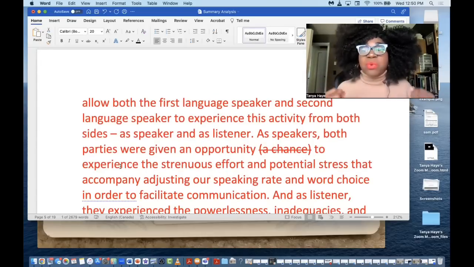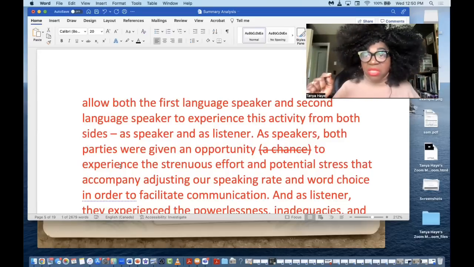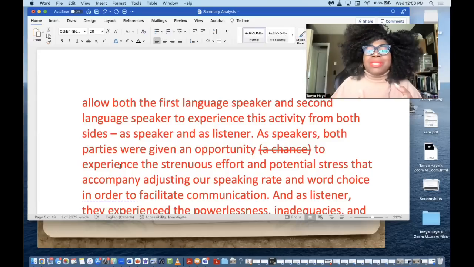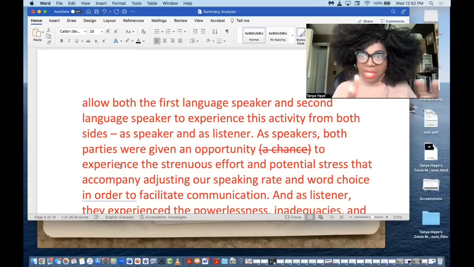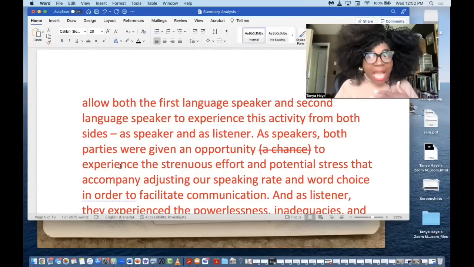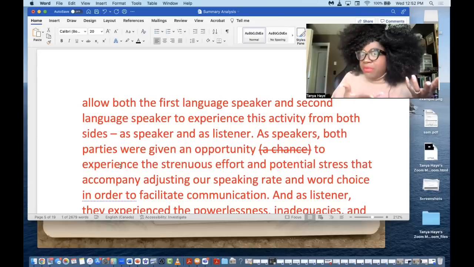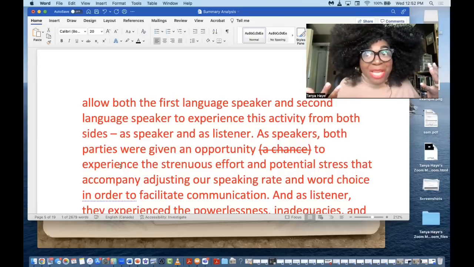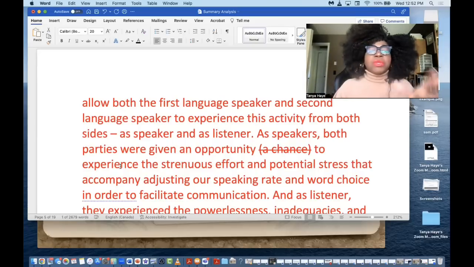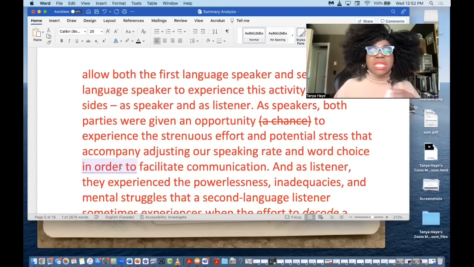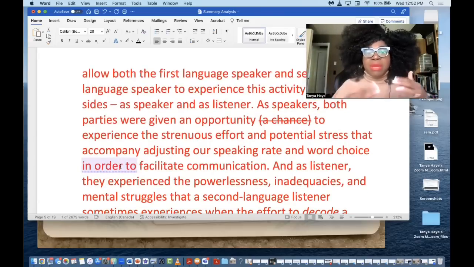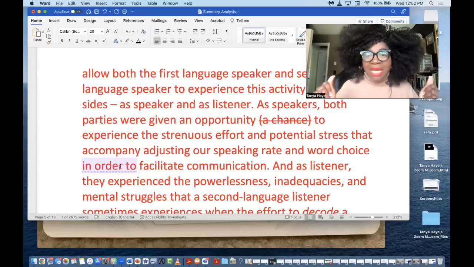Now, initially I had the words a chance, I crossed it out and I left it there to show you. But a chance is casual, that's how we speak. It's a little bit more elevated when we say an opportunity. So when you're finished with writing, I want you to go back and look at your word choice and make sure that your language is a little bit elevated and as sophisticated as you can manage. So both parties were given an opportunity to experience the strenuous effort, and so on.